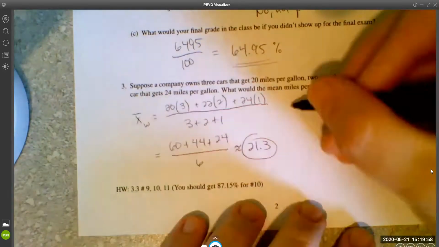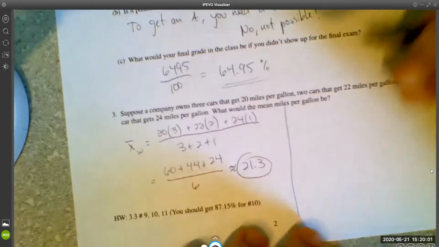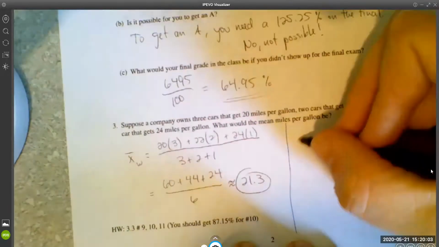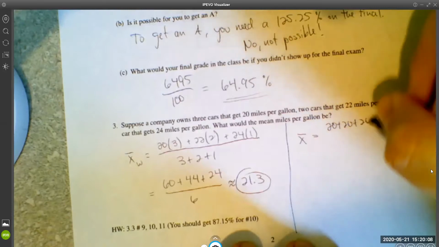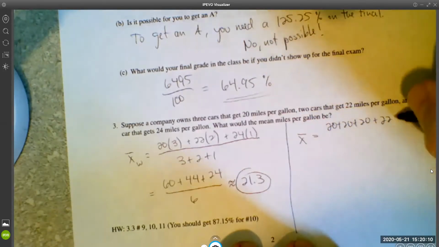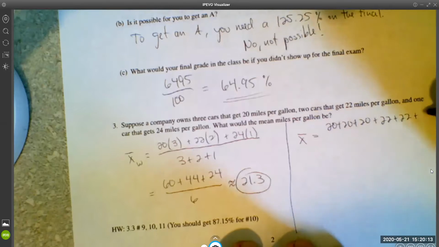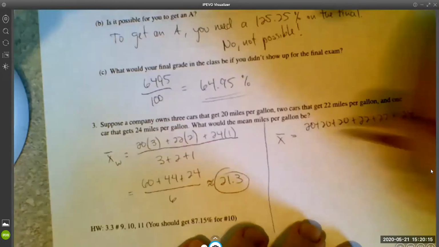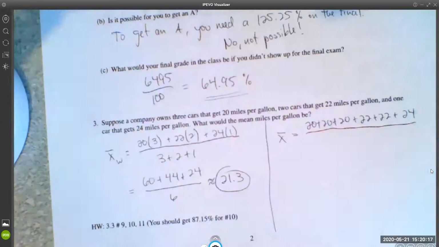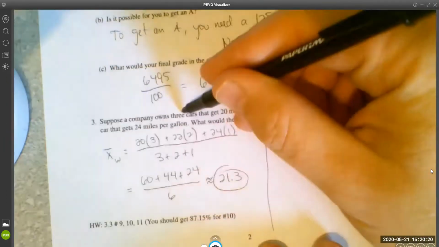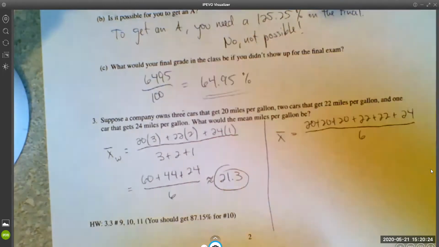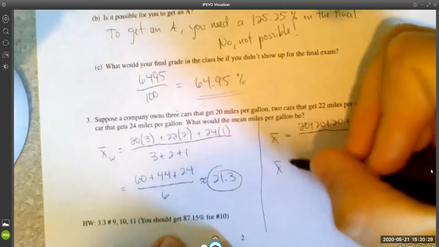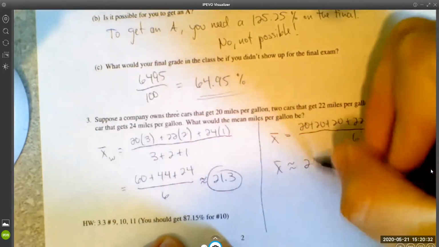Another way you could have done the same problem is to realize that, okay, if there are 3 cars that get 20 miles per gallon, then I could just say 20 plus 20 plus 20. And then 2 cars got 22 miles per gallon, so 22 plus 22. And then 1 car got 24 miles per gallon, so plus 24. And then I'm going to divide by the total number of cars. There are 3 cars, and then 2 more is 5, and then 1 more is 6. Right? You're going to get the same answer. You're going to get x bar is approximately 21.3.